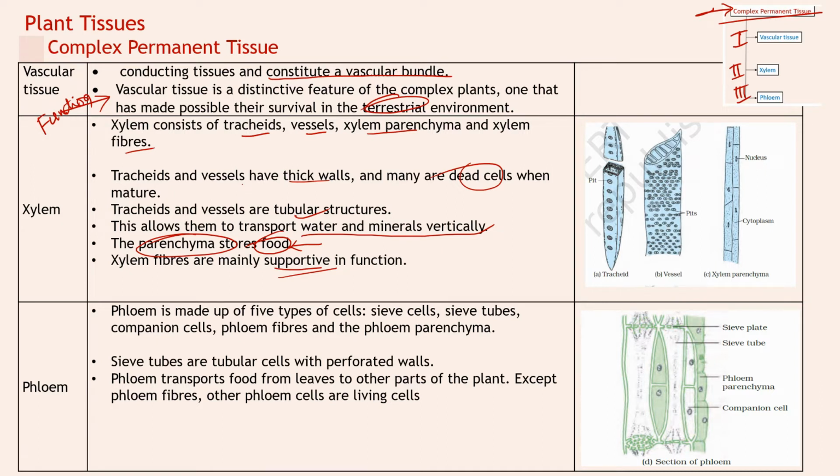Now the third tissue is phloem. Phloem is made up of four types of cells: sieve tubes, companion cells, phloem fibers and phloem parenchyma. Sieve tubes are tubular cells with perforated walls, so they have small perforations in their walls. Phloem transports food from the leaves to other parts of the plant. Except for sieve tubes, phloem fibers and other phloem cells are living cells.